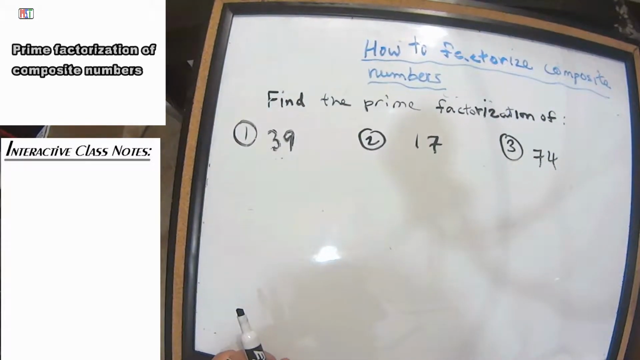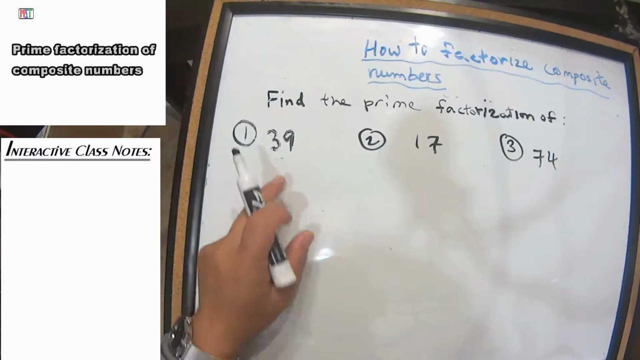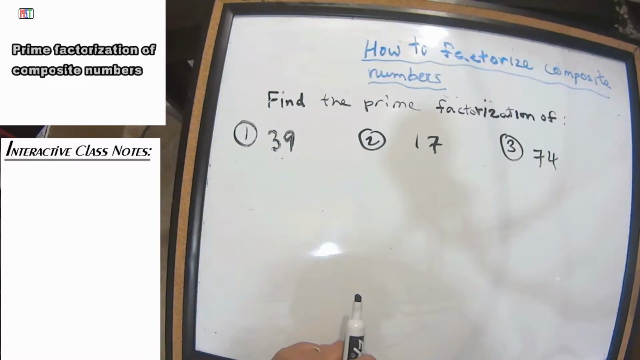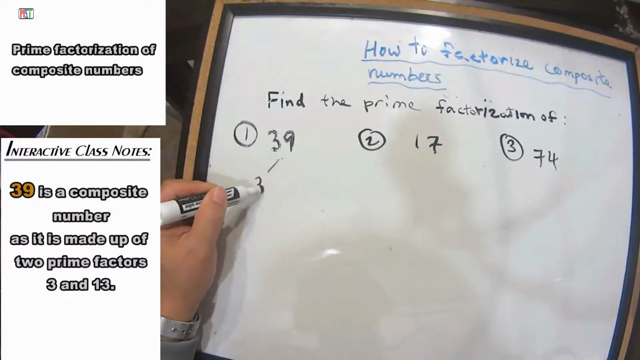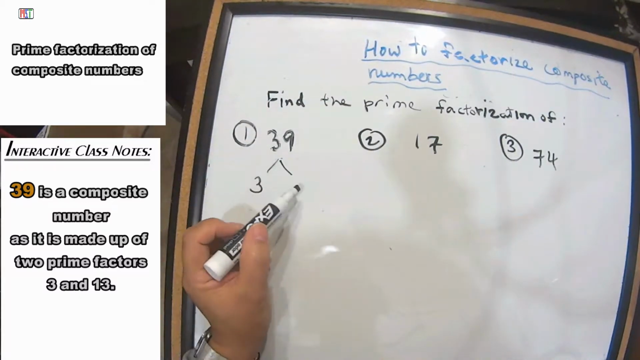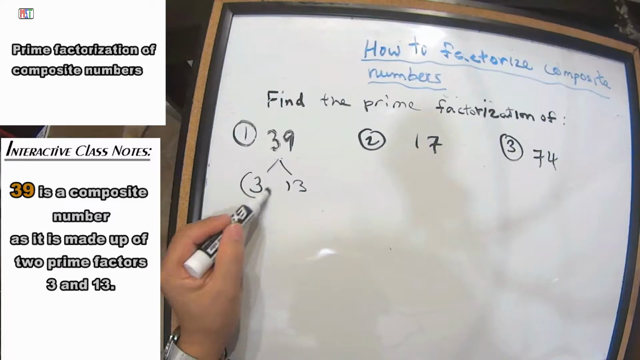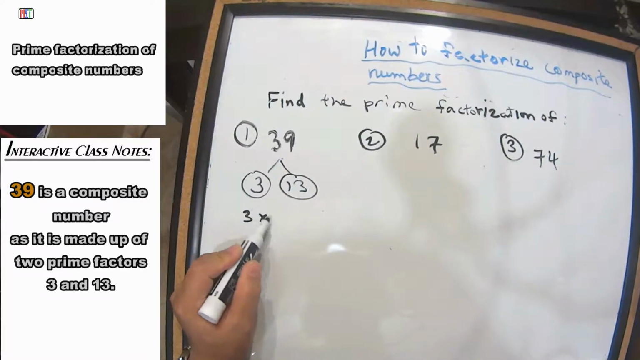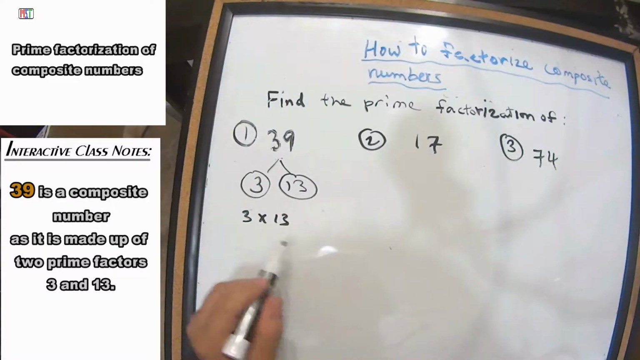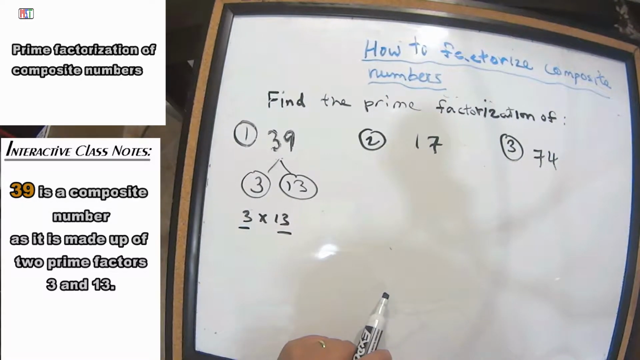Let's do some questions. Okay, we have 39, 17, and 74. Let's determine whether each is a composite number or a prime number. If it's a composite number, what are the prime factors that it's made out of? So let's look at 39 here. 39 is not a prime number, rather it's a composite number because notice here 3 can divide into 39 as well as 13. So 3 and 13 are the prime factors. So we have 2 prime factors of 39.